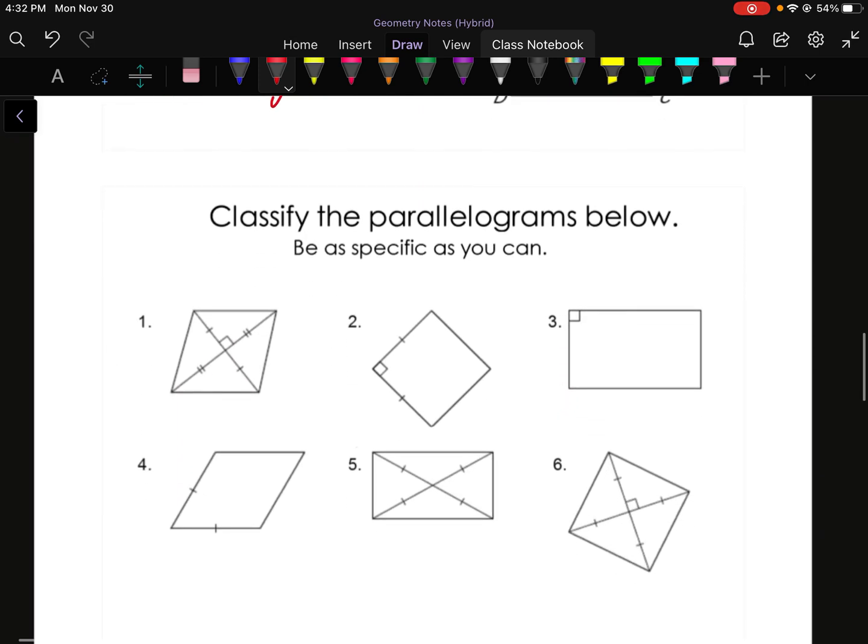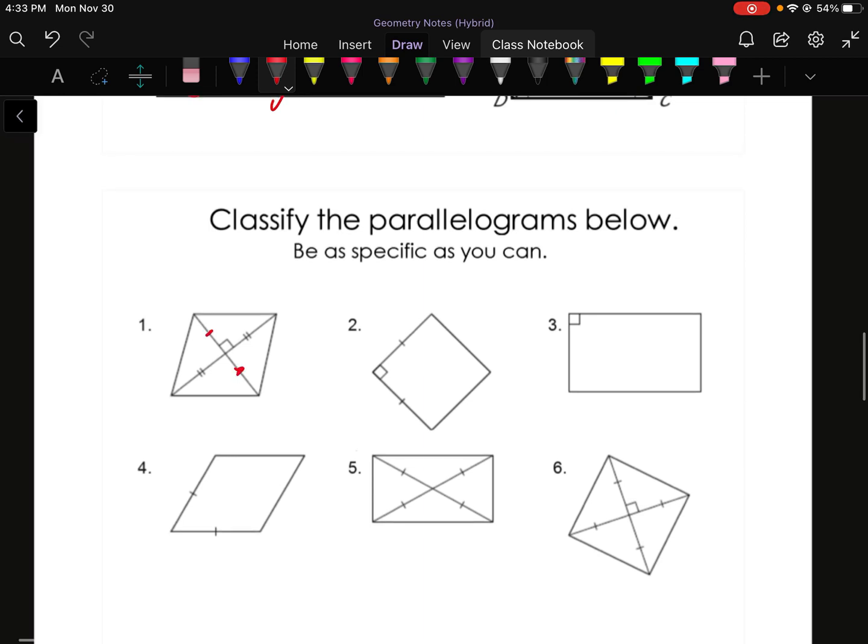So classify the parallelograms below. Be as specific as you can. So, of course, you could just say, hey, number 1's a parallelogram. Number 2 is a parallelogram. But be more specific. So, number 1, we have diagonals bisecting each other because these segments are congruent. And we have that they are perpendicular, so this is what we would call a rhombus.